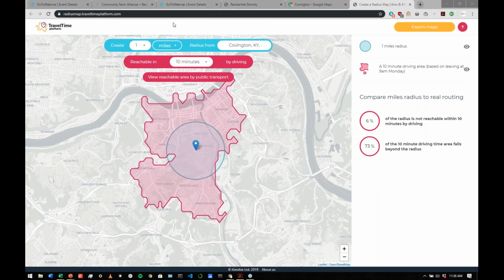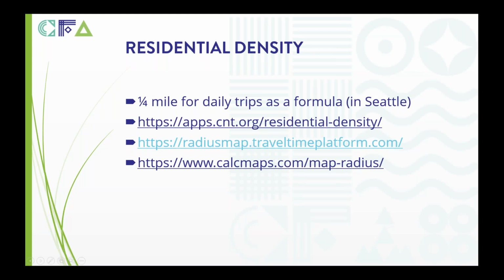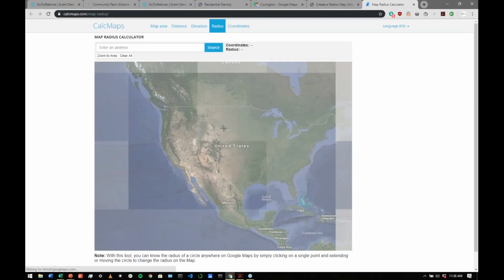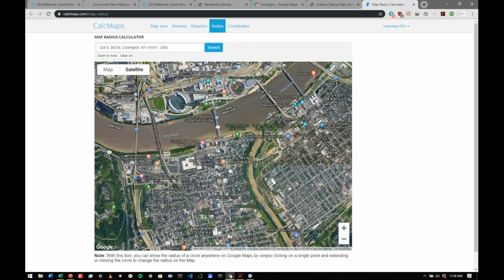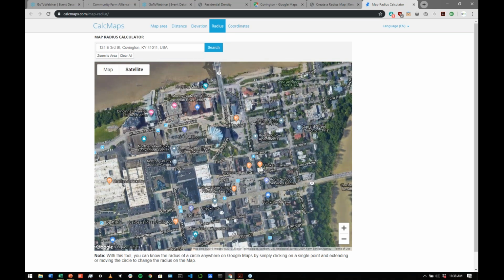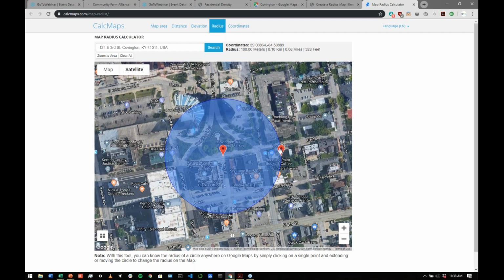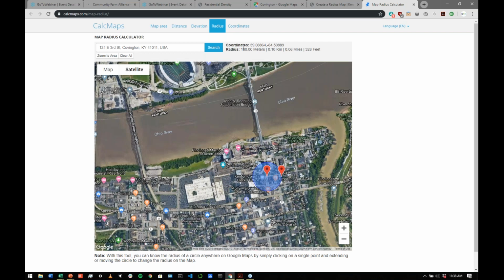Okay, so next piece. This other one is a similar radius map, which is also really useful. You want to zoom in, click on a spot, and there's the market, and up here you'll see that you have coordinates and the radius. It's in metric first, and then standard second. And you can drag this second location.